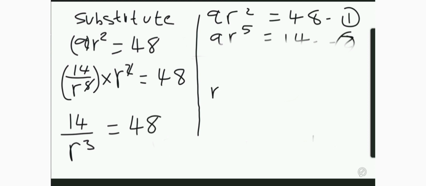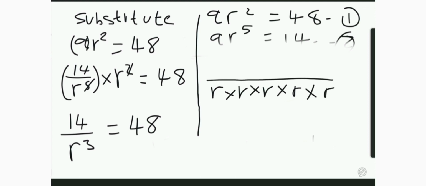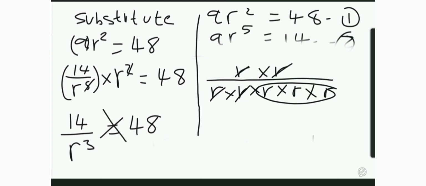So 14 divided by r raised to the power 3. Let me show you again. I love to show live examples so that you can get what I'm trying to say. Divided by r times r, which is r squared. So let's cancel out. R will cancel r. The r here will cancel the r here. So we are left with r times r times r, that is r cubed. So here we're going to cross multiply.